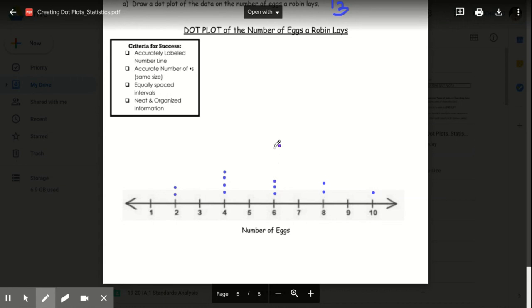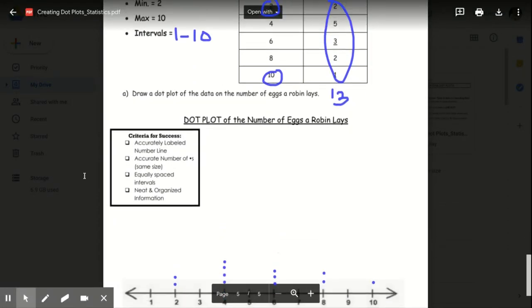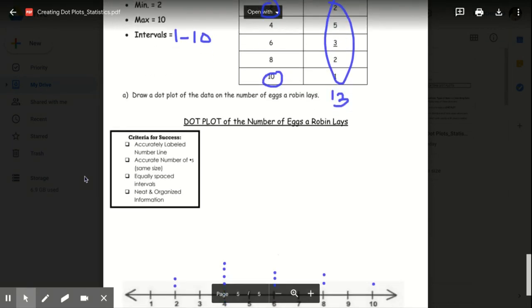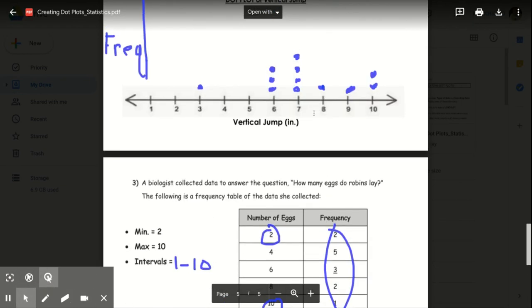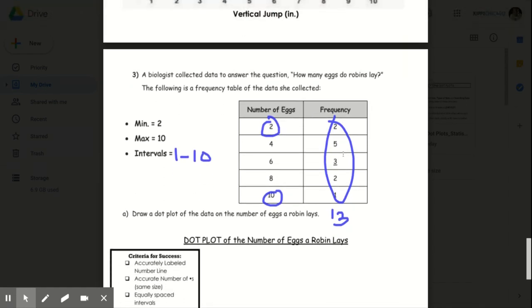So remember, I counted 13 times, 13 dots, frequency. So 1, 2, 3, 4, 5, 6, 7, 8, 9, 10, 11. Hold on. 1, 2, 3, 4, 5, 6, 7, 8, 9, 10, 11, 12. So there's an error somewhere. Let's see what we have here. At 2, we have 2. At 4, we should have 5. There we go, right there. It should be one more here. It should be 5 there, okay? So I should have 13. I counted 13 robins, okay?